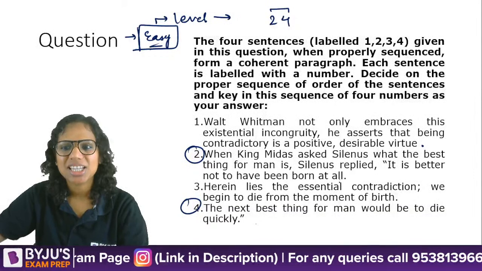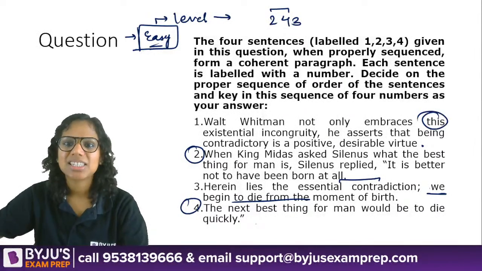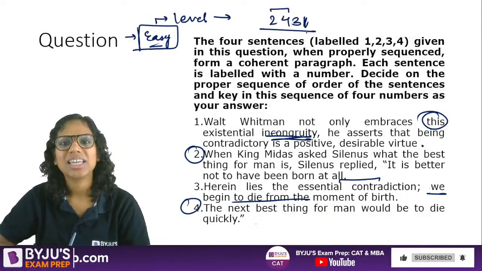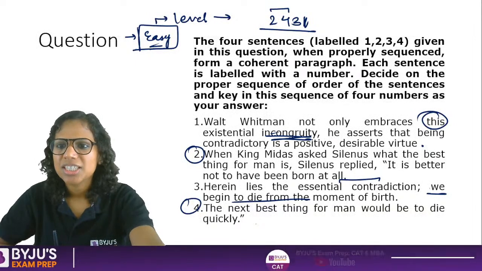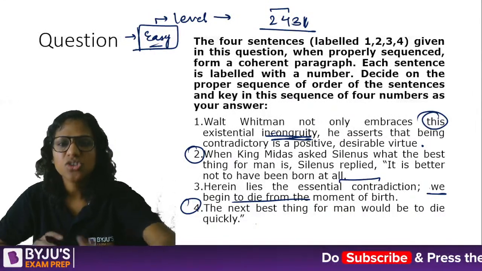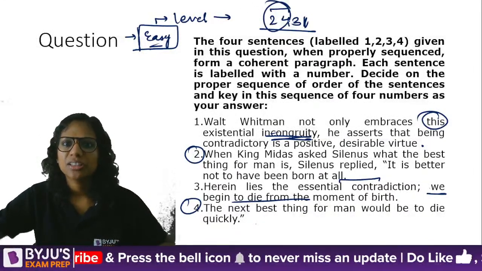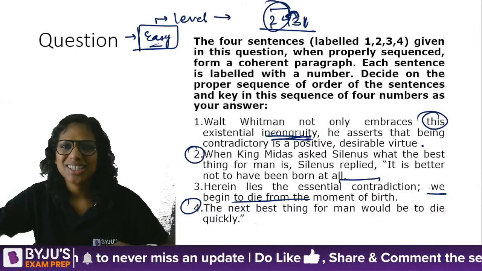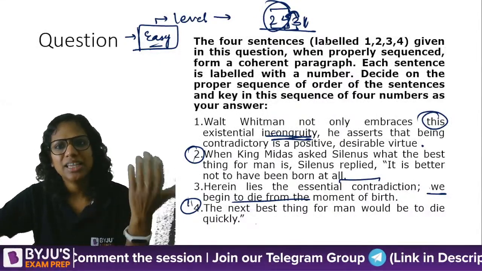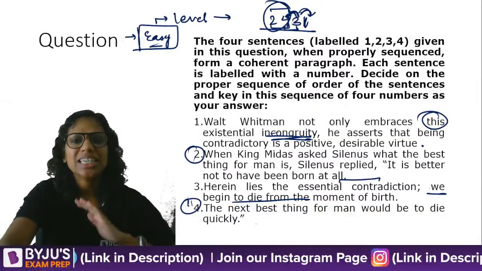Right. And herein lies the essential contradiction. What is that contradiction? This. And Walt Whitman embraces this contradiction. Incongruity is nothing but a synonym for contradiction. So 2, 4, 3, 1. Absolutely correct. So in just a couple of steps, one was making 2, 4 a pair because it was a dialogue. Then identifying that, okay, 3 steps essentially because I made 3 mandatory pairs. Then identifying that there is a contradiction in this dialogue. And then saying that Walt Whitman embraces this contradiction. So in 3 easy steps, this question could have been done easily, right?